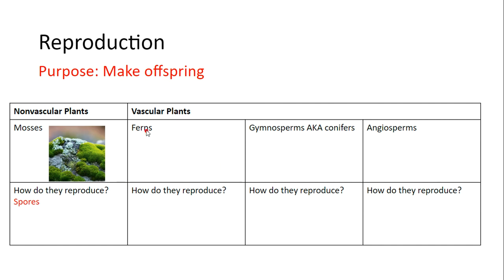Our first vascular plant is the fern. They will also reproduce using spores.